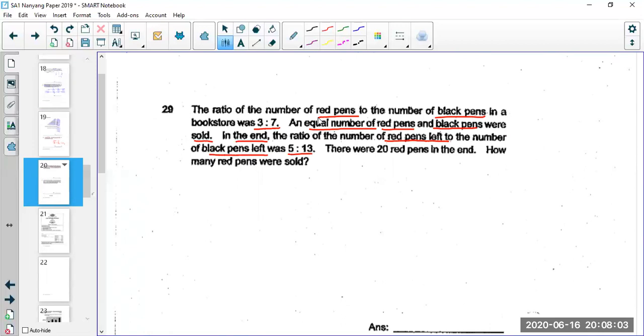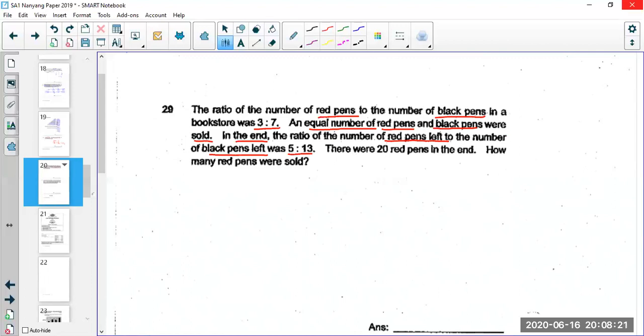Now, is this a before and after question? This is a before and after question. Then what is unchanged? You look carefully. Equal number of red and black were sold. The total must have become lesser already. So what is unchanged? The difference is unchanged.